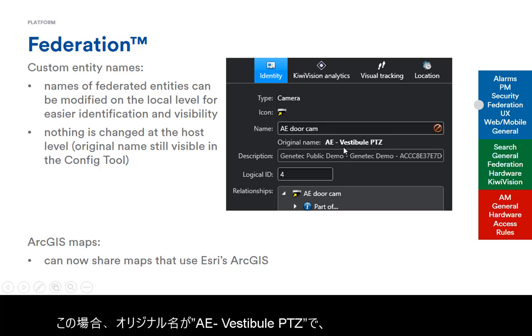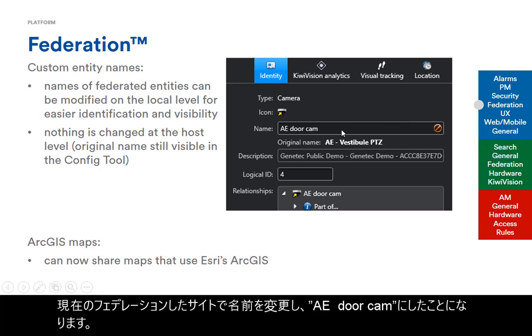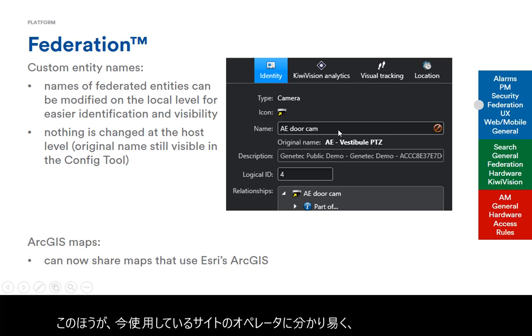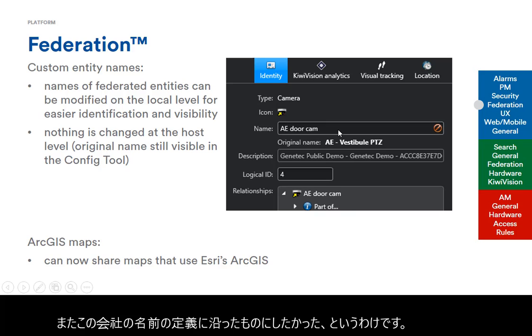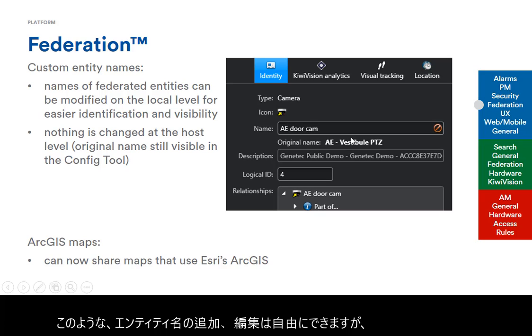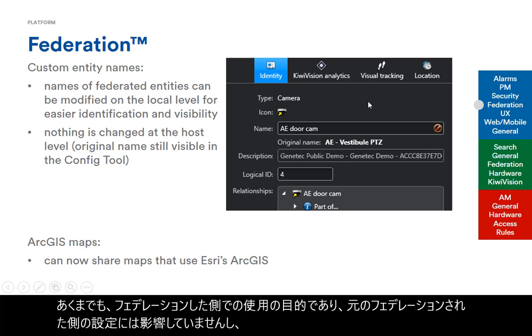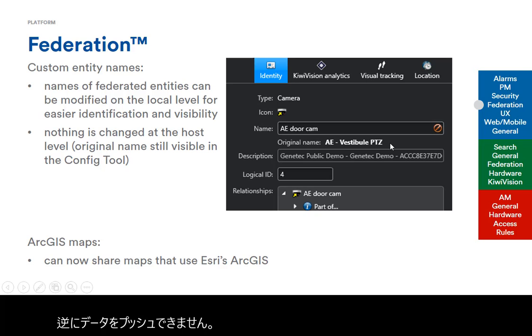The original name here is the AE Vestibule PTZ, but I renamed it on my system to the AE Doorcam because I find that easier for my operators, for instance, and we may have a different naming convention, and that way it would fit in a little bit better. Of course you can clear it or change it if you need to, and that doesn't affect anything on the host side. The host is still going to have their name, and you can't force anything back over.